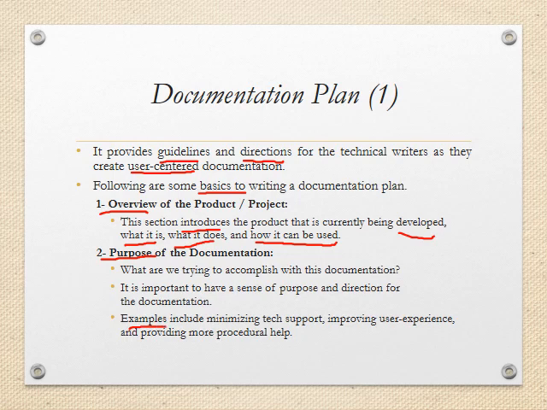Examples of the purposes include, for example, minimizing tech support, improving user experience, and providing more procedural help. فمن الغايات او من البيربوسز اللي ممكن نبني السيستم او الدوكيومنت علشانها so we can minimize the technical support or minimize the user's need for the technical support. For example, if we want to improve user experience and improve their quality and productivity for more help and so on.